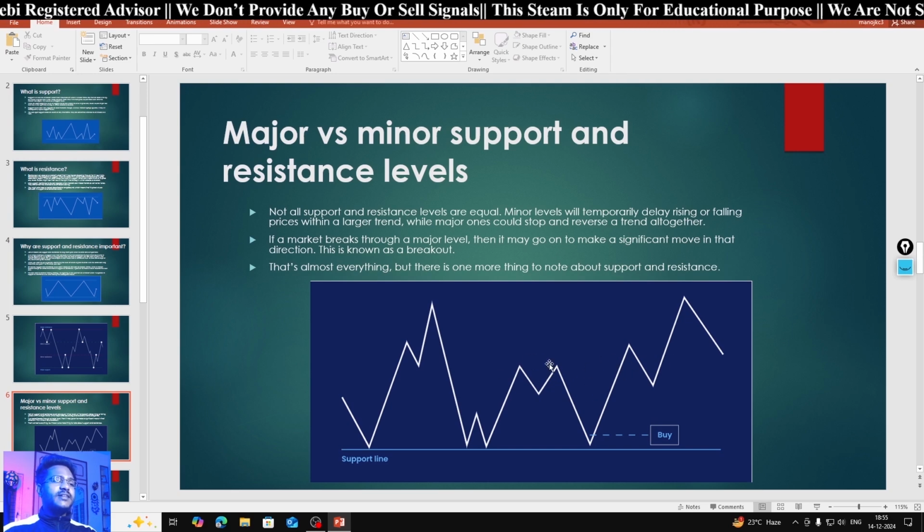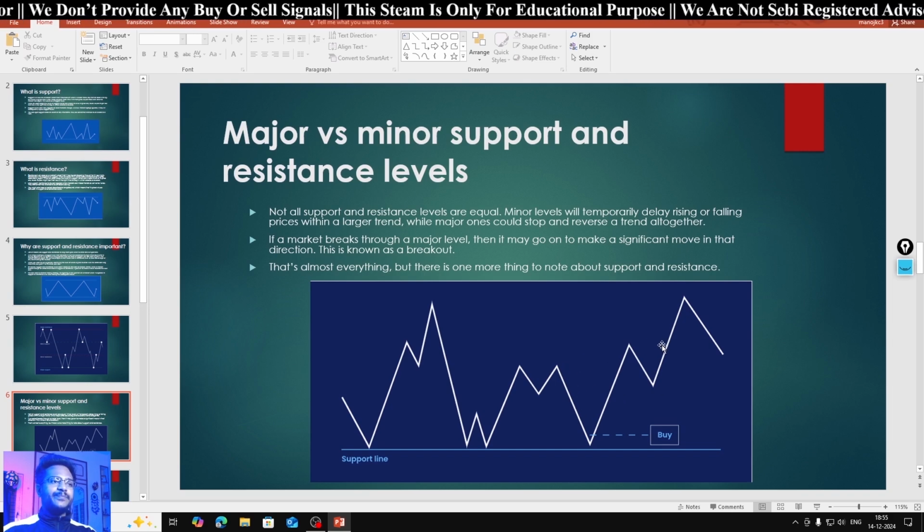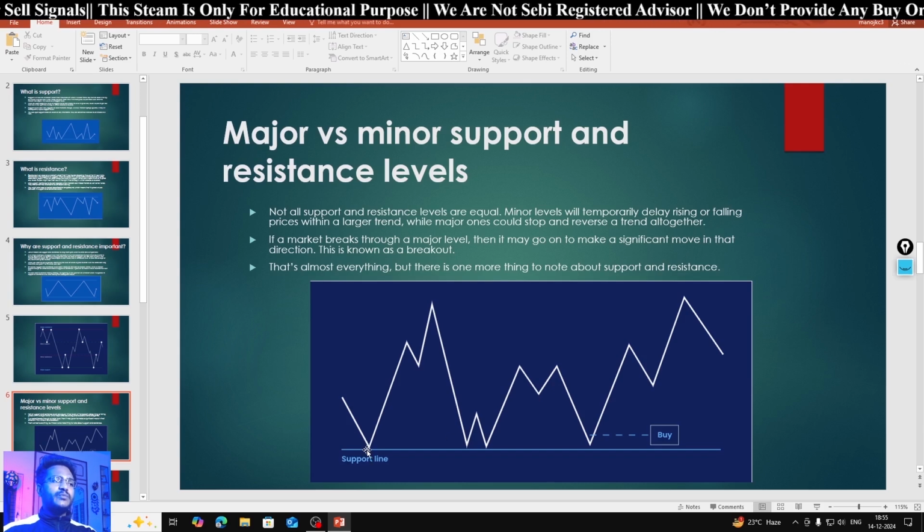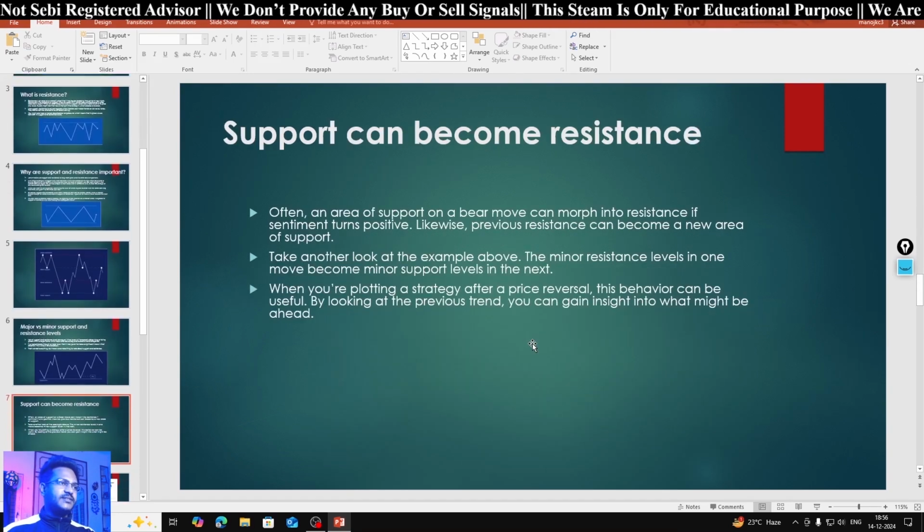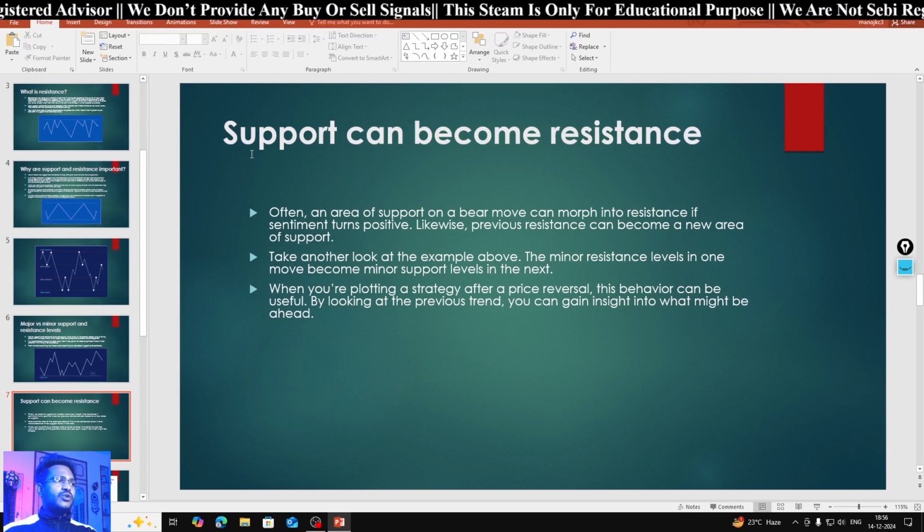When I say consolidating, it means the market making a sideways movement. It could make a sideways movement for a longer time at a minor support and resistance level. But when it comes to a major support and resistance level, it can immediately show a bullish move or a bearish move. So this is the difference between minor and major support and resistance. And as I told you, support can act like resistance. The example I gave of the first floor, second floor, and third floor building is a better example for this.